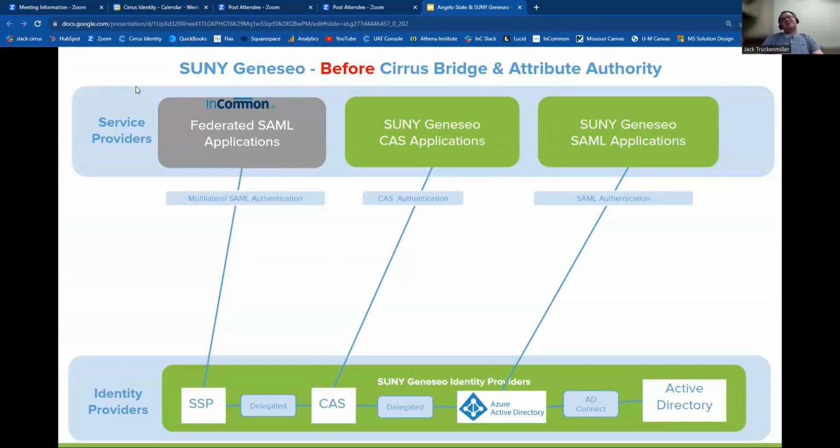Yes. So this is sort of our before diagram here. This was what we were running before we made the switch to Cirrus. Down on the bottom, we had SimpleSAMLphp, which was delegated to CAS, which was delegated to Azure AD, which then synced to Active Directory through AD Connect. SimpleSAMLphp was mostly for our InCommon federated SAML apps and any ones that needed our secret ID number we didn't want to put in Azure. Then there are still those stubborn CAS apps out there that had to be done through CAS. And then Dave did a lot of work moving many of the SimpleSAMLphp apps that did not need special things to Azure. So we were in a pretty good space in that regard.